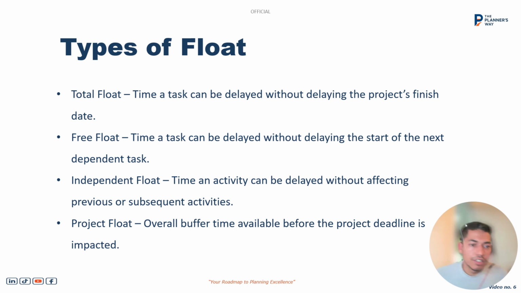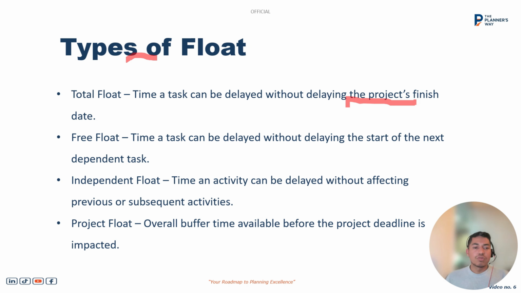Let's commence with the different types of float that we use in day-to-day planning. The first one is the total float. What total float deals with is a task which can be delayed without delaying the total project finish date. What it means is if any task has 20 days total float, that means we can delay the task by 20 days without affecting the overall project finish.